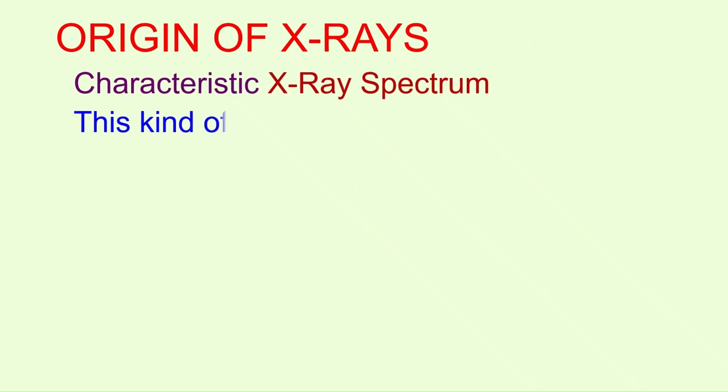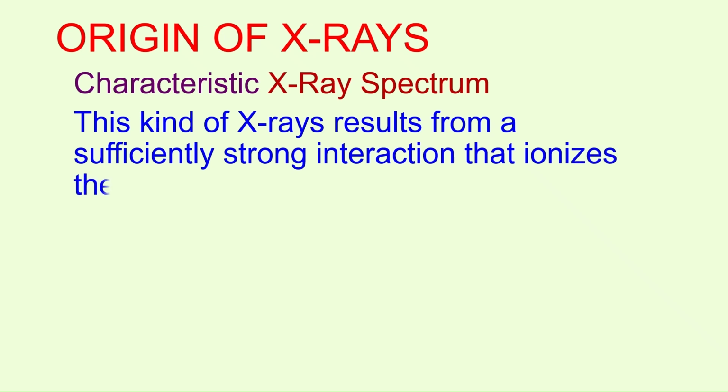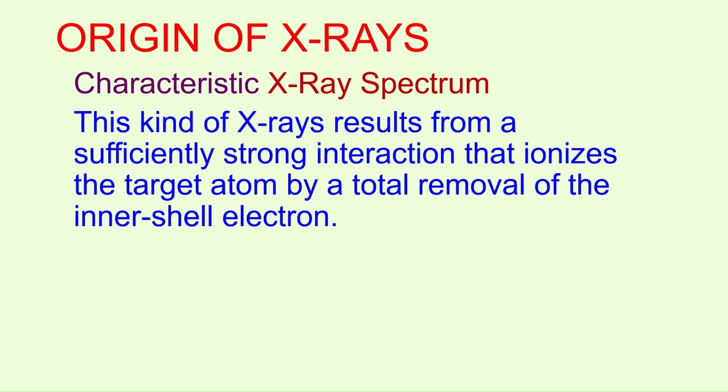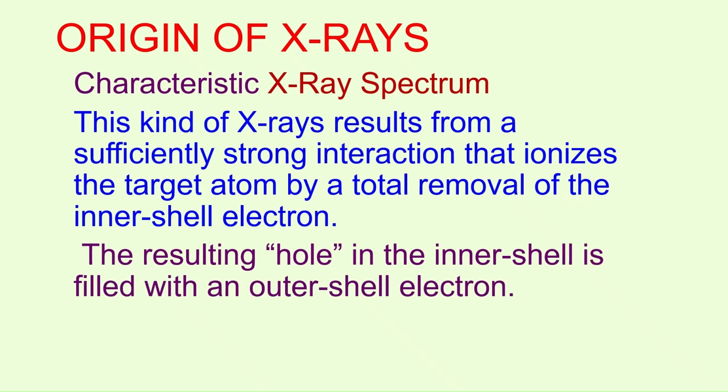Characteristic X-ray spectrum. This kind of X-ray results from a sufficiently strong interaction that ionizes the target atom by a total removal of the inner shell electron. The resulting hole in the inner shell is filled with an outer shell electron.